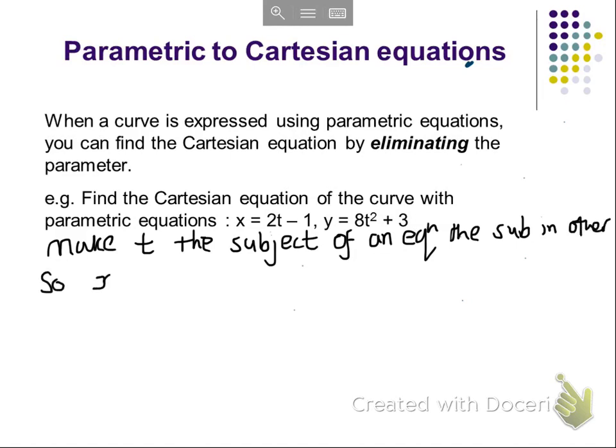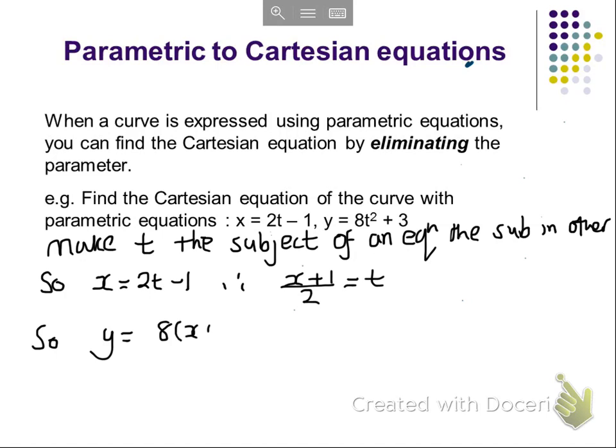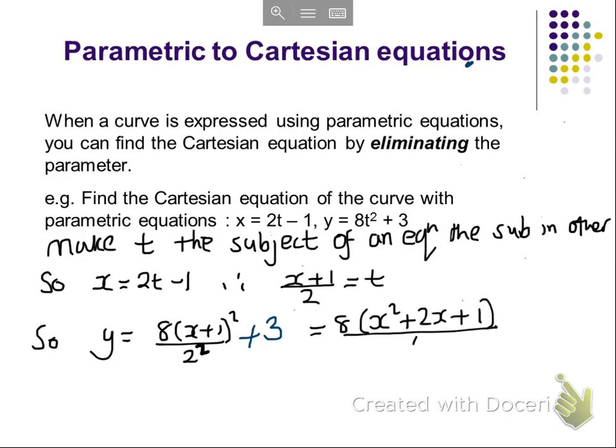So this will give us x equals 2t minus 1. Therefore we can say that (x plus 1) over 2 will equal t. Putting this into the second equation will give us 8 times (x plus 1) all squared over 2 squared, plus 3, which will give us 8 times (x squared plus 2x plus 1) over 4, plus 3. Simplifying down, this gives us 2x squared plus 4x plus 5.